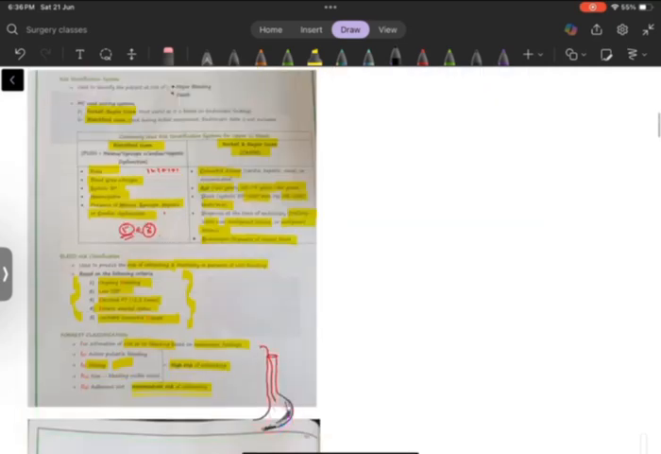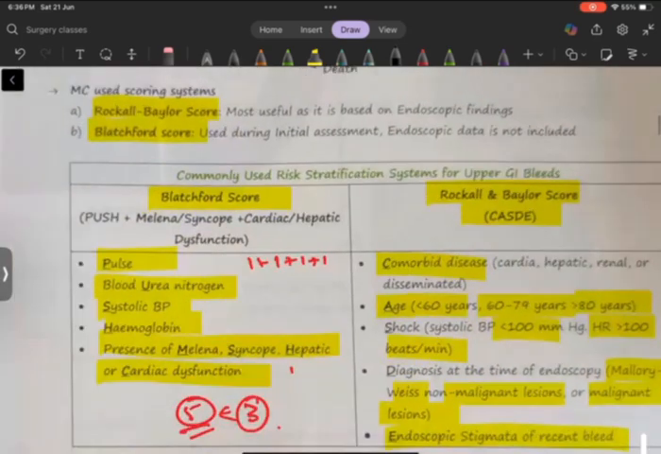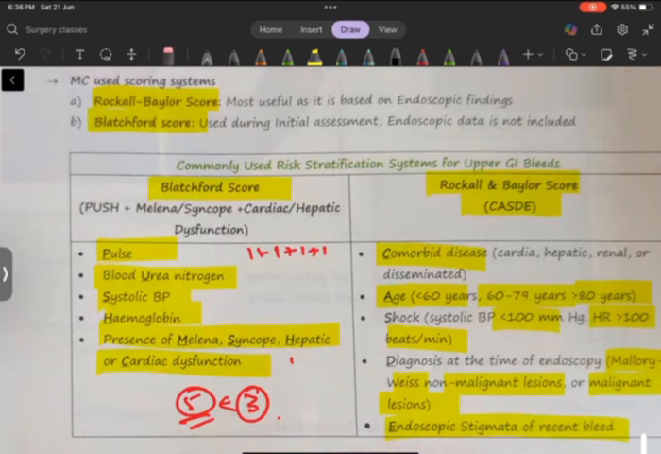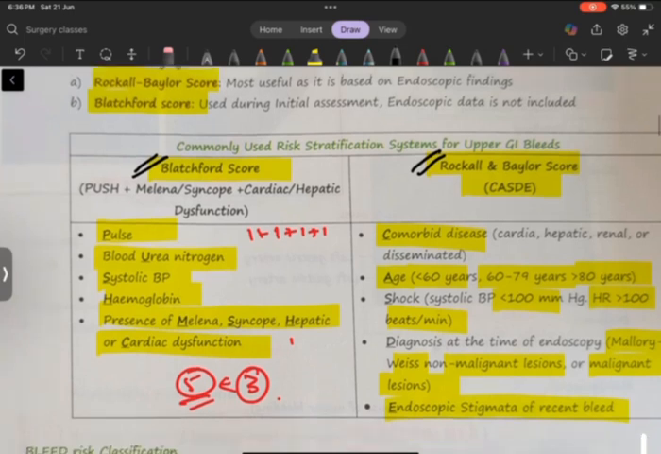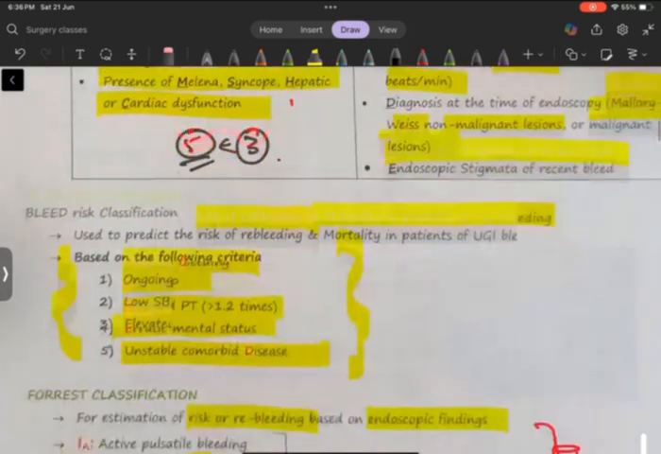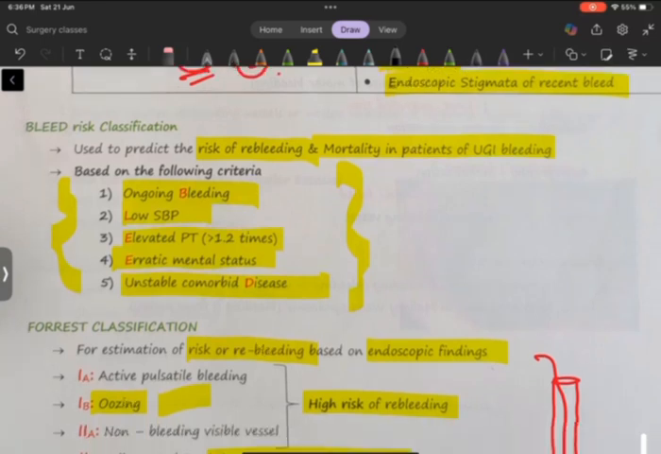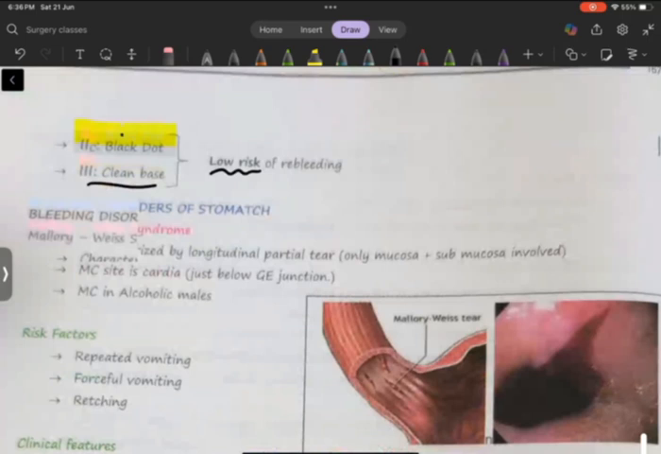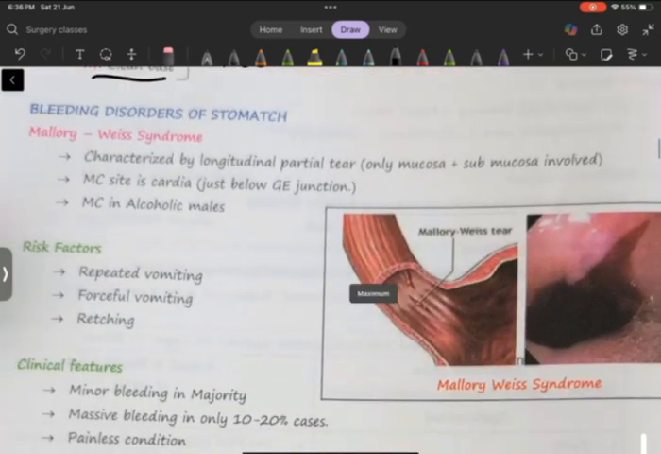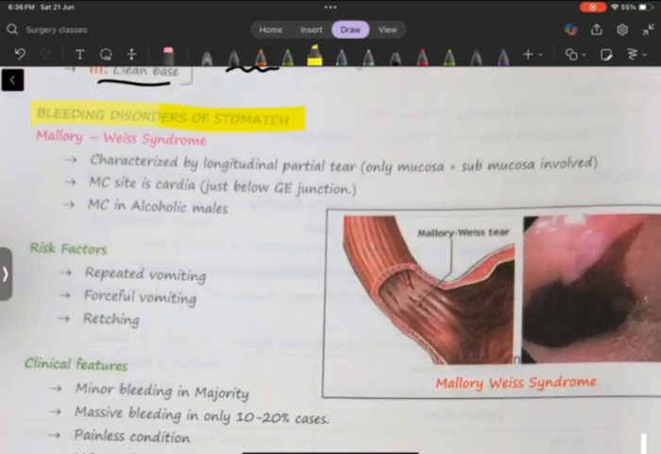For upper GI bleeding, we are using the following scoring systems: Blatchford, Rockall and Baylor scores. These are used for risk stratification in case of upper GI bleeding. And for the chance of rebleeding, we have studied two risk classification systems, that is the bleed risk classification and the Forrest classification. After this we are starting with some of the bleeding disorders of the stomach.